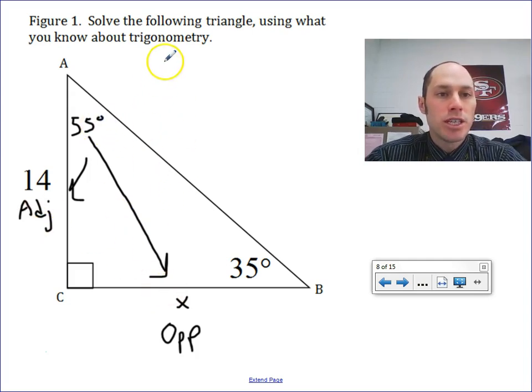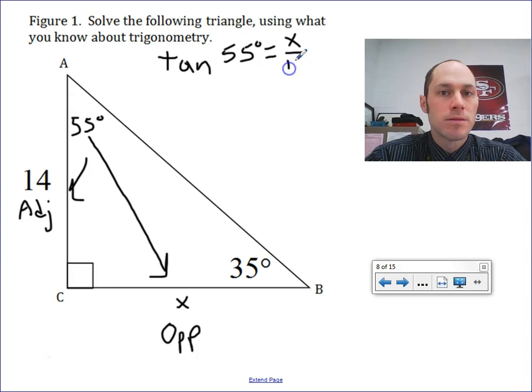So I've got opposite and adjacent, SOHCAHTOA. So tan of 55 degrees equals opposite over adjacent.